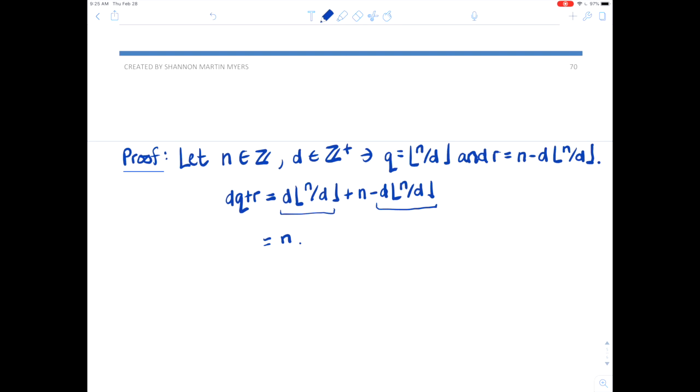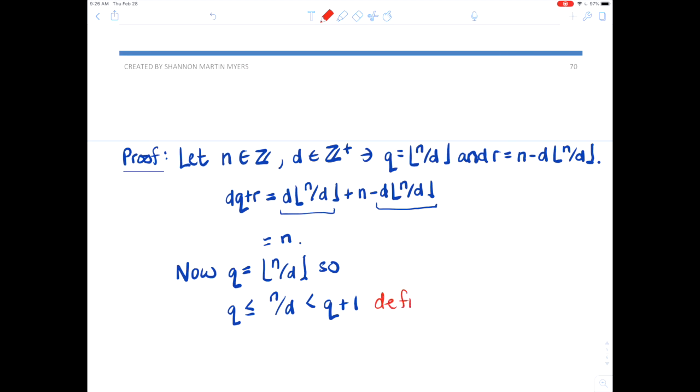Now, we need to show that r lies between 0 inclusive and d non-inclusive. So, what was q? Q was equal to the floor of n over d, right? So, what do we know about that? Well, we know that q has to be what? Since q's the floor, it's got to be less than or equal to n over d, which has to be less than q plus 1. That's just by definition of floor, right? This here was by substitution, by the way.